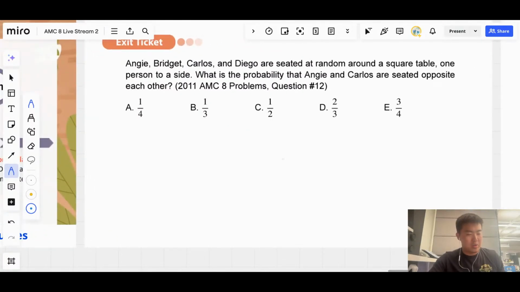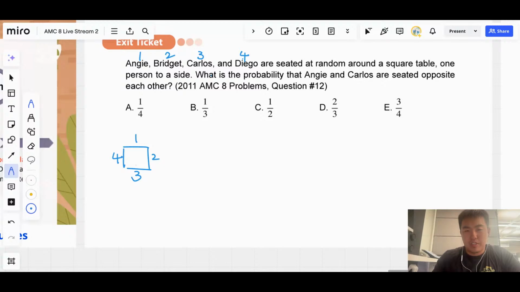So last of the problems. So Angie, okay, so these are names. So how about let's just give them a number, which will be more convenient, right? So I'll say Angie is 1, Bridget is 2, Carlos is 3, and Diego is 4. Okay, so they are seated at random around a square table. So let's try to draw a more concrete illustration. So I'll say there's a 1, there's a 2, 3, and 4. Of course, there is more than one possibility. They can sit in an alternative order, but I'm just writing that as an example, okay, for visual purposes.